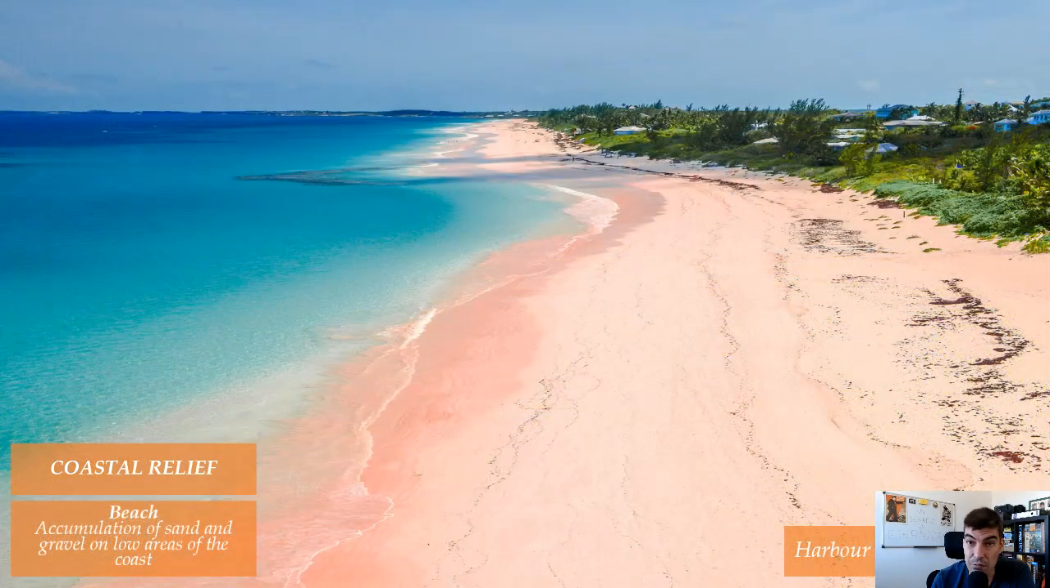Next is a beach, una playa, which is an accumulation of sand and gravel on low areas of the coast, okay?